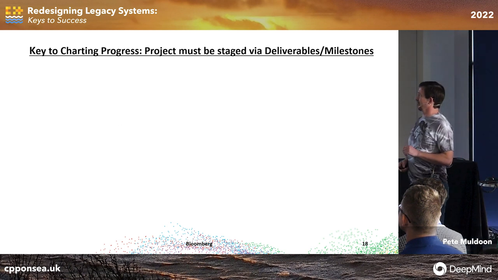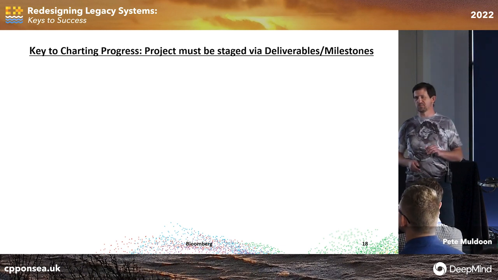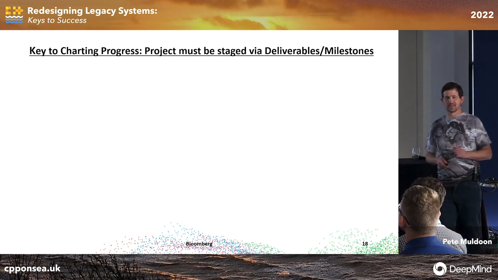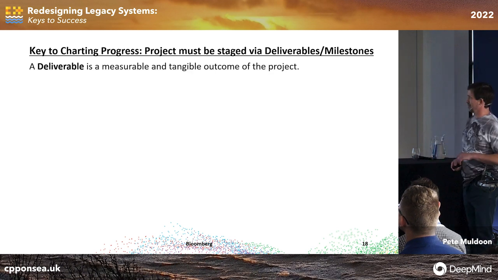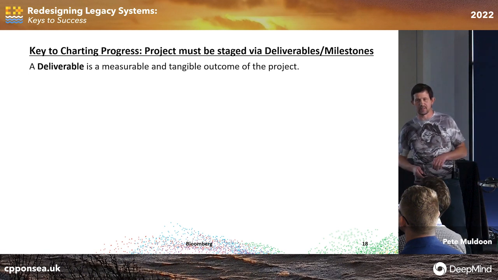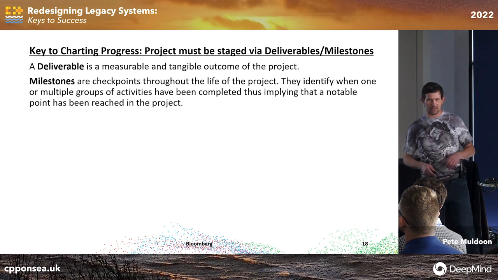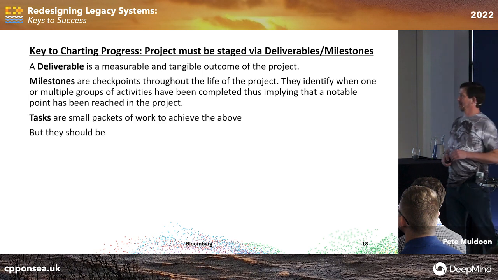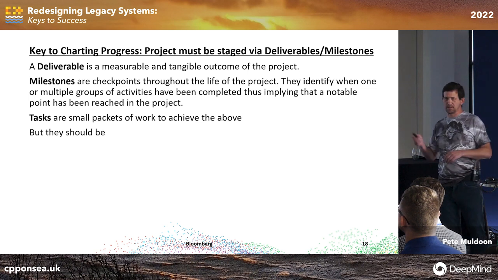So the next thing is charting progress, something else that I think is really straightforward. I hate to say common sense because it's not that common. But you must stage a project via deliverables. A deliverable is a measurable, tangible outcome of a project. Milestones are checkpoints throughout the life of the project where some notable point has been reached. And then finally, we have tasks, which are small packets of work that achieve the above.